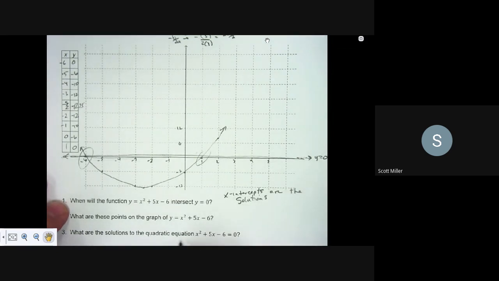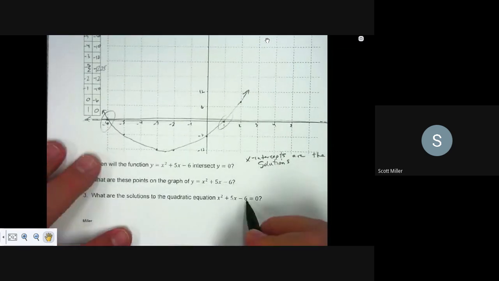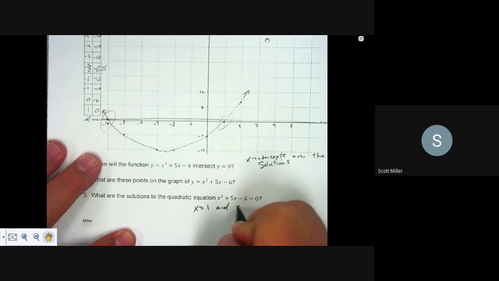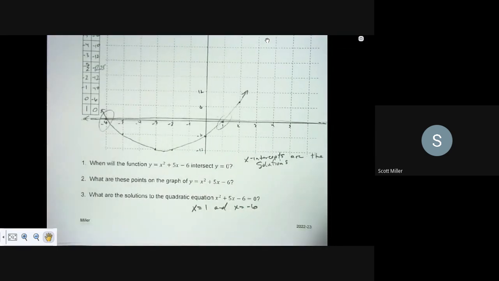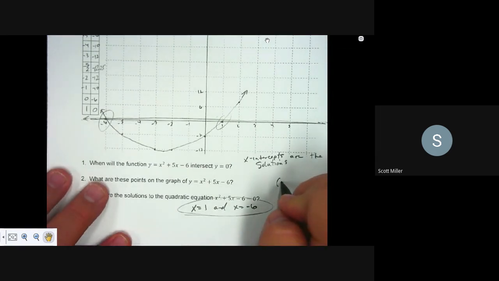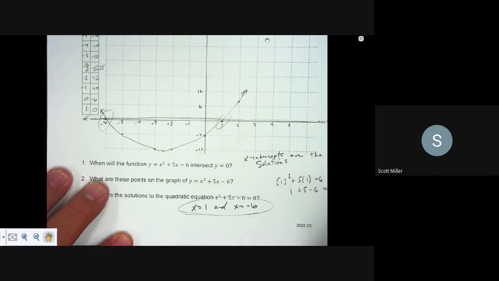What are the solutions to the quadratic equation right here? We can see then, what are the solutions? The solutions are when x equals 1 and when x equals -6. These are your two solutions to this equation. If I take these numbers and plug them in, 1 squared, 5 times 1, -6, I'm going to get 1 plus 5 minus 6, which is indeed 0, confirming that it is indeed a 0.